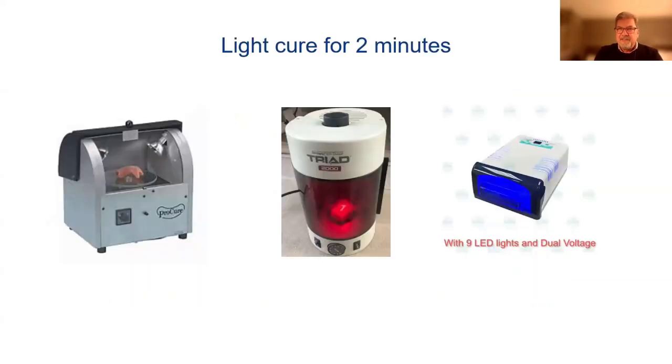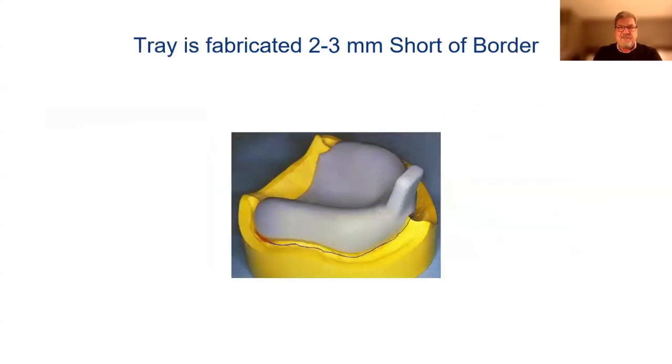And then I cure it probably about 2 to 3 minutes in the light cure unit. This Pro Cure unit is one of my favorites. Triad, they don't really make this unit anymore, but the one on the left, the Pro Cure unit, really works out well. It's only a couple hundred dollars too, and it has good results. This is one of the trays I fabricated, 2 to 3 millimeters short of the border. And that's going to enable you, the dentist in the operatory, to border mold this and take a nice, accurate impression.